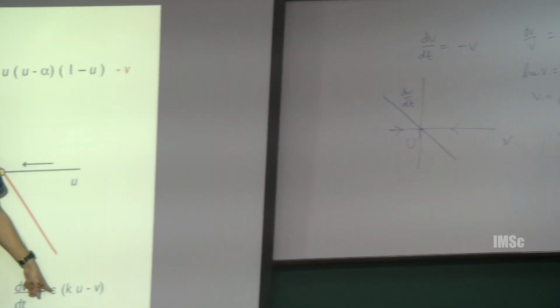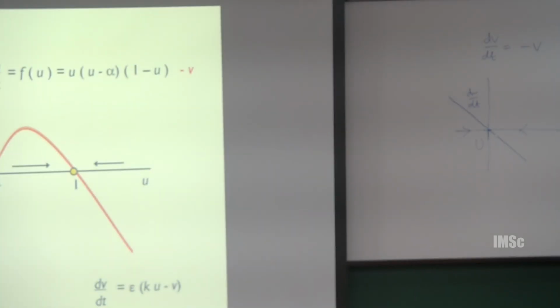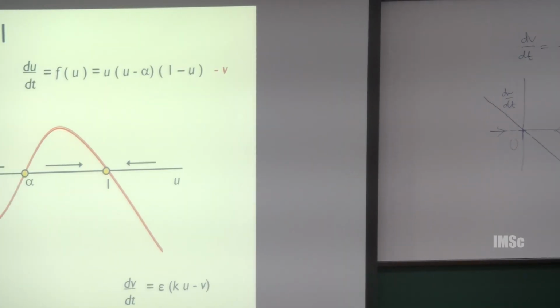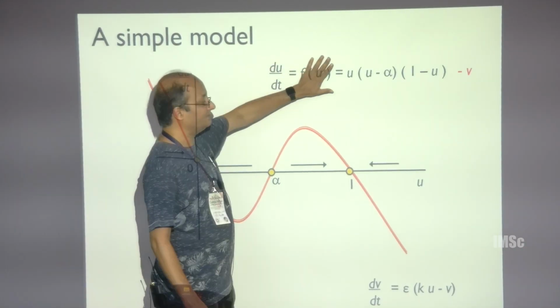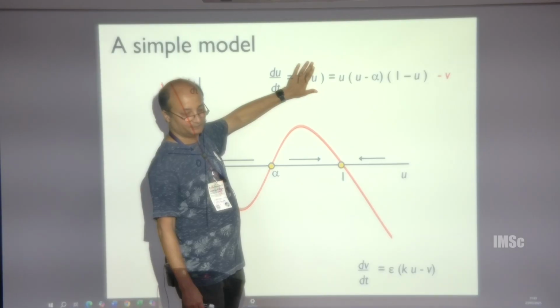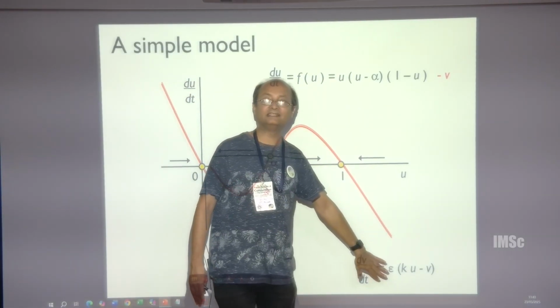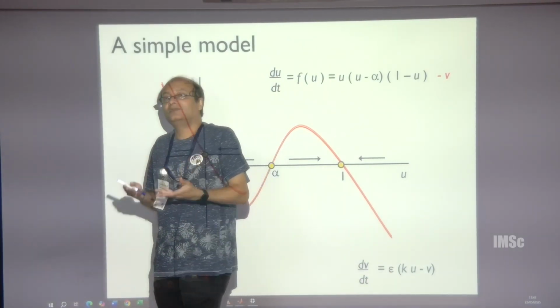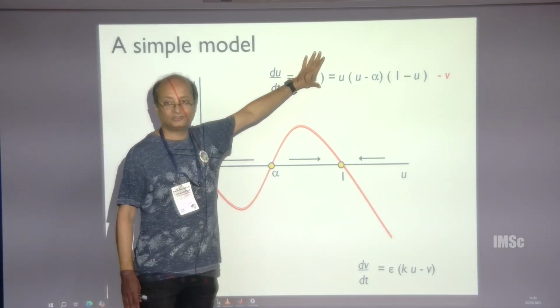You multiply that entire right hand side with a factor epsilon, which is much, much less than 1. So if you call the time scale at which this happens to be unity, then compared to this, the time scale is very slow, and so that's epsilon times slower than the time scale that you are talking about here.